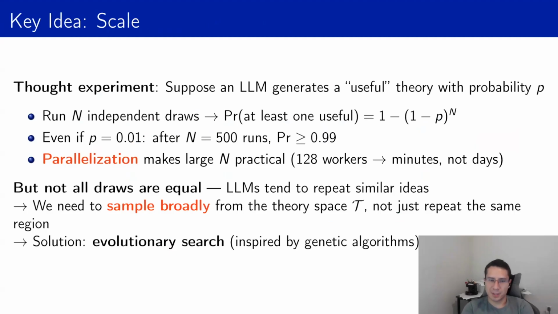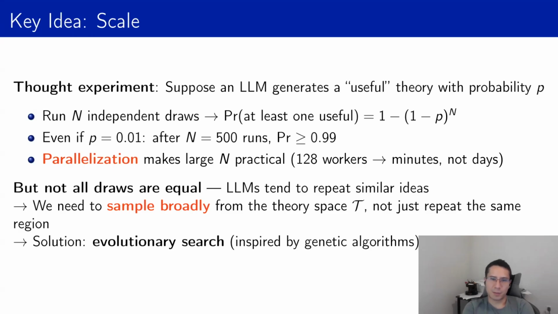Suppose a large language model can generate a full useful theory with probability P. If you run n independent draws, then the probability of at least one useful theory is 1 minus (1 minus P) to the n. That increases very fast. So even if the probability is 1%, after 500 independent runs you get a 99% probability of generating something useful. And of course, parallelization makes large n practical. You can just run 128 workers at a time, which will take maybe hours, not days.